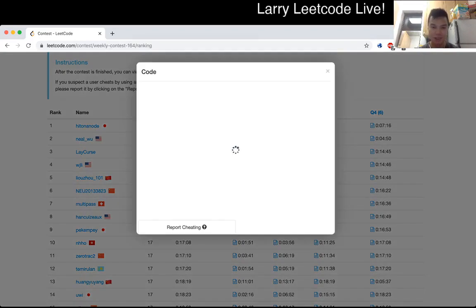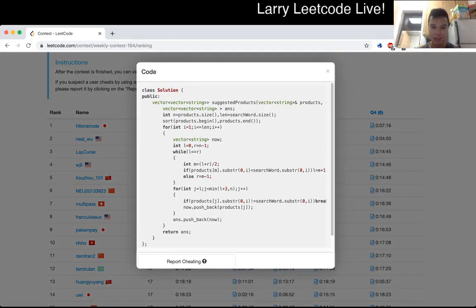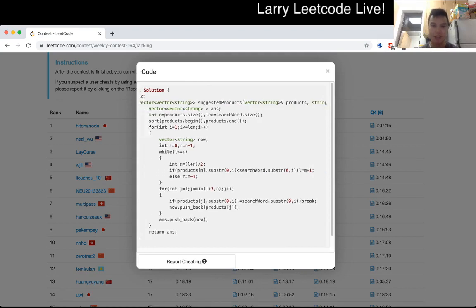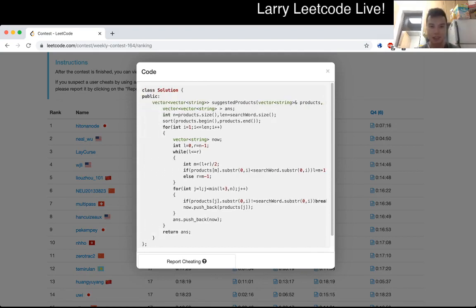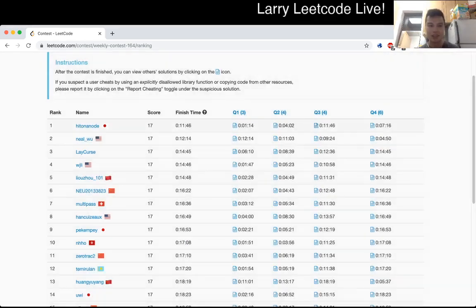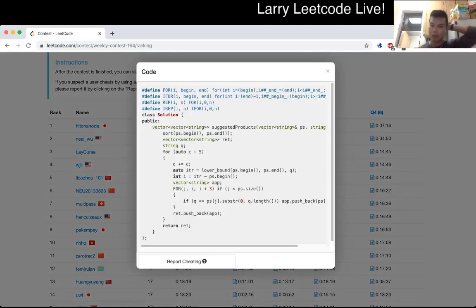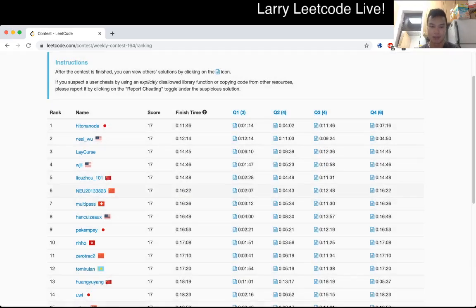Okay, let's look at the third problem. I guess everyone did the same. Well, actually, this is some kind of binary search thing. Okay, I guess that makes sense too. That's actually the other way I was thinking about doing it, which is that you sort the products and then binary search based on the prefix, and you just get the next three words, which is pretty straightforward too. But I'm always a little wary about binary search. Actually, I could have done it quickly too, so maybe that would have been worth it.